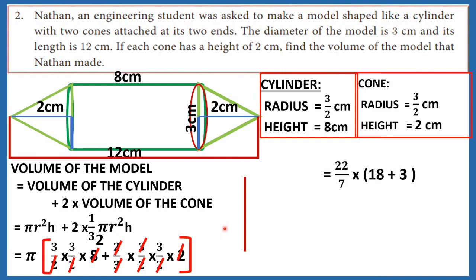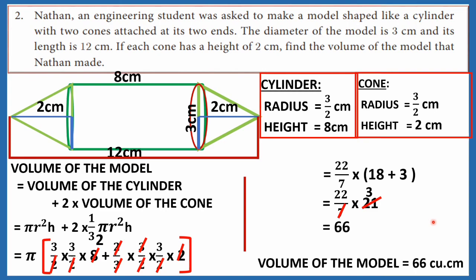numerators. Substitute the value of pi as 22 by 7 into first term, 3 3s are 9, 9 2s are 18. For the second term, 3 only. So 18 plus 3, 21. Cancel the 7 and 21, 3. 22 into 3, 66. So volume of the model equals 66 cubic centimeter.